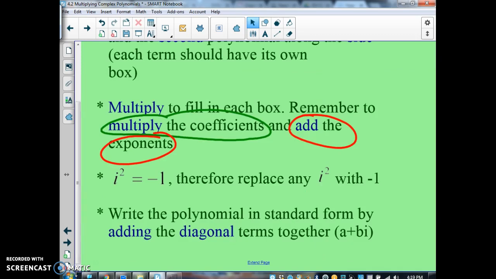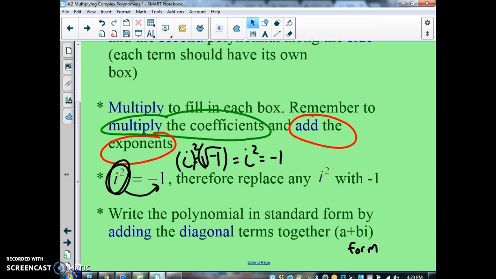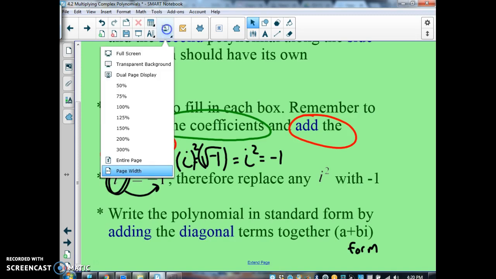A couple other things that are new here. We have to remember that i squared has a value, and that's equal to -1. We remember i is equal to the square root of -1. If you square that quantity, you're going to have i squared is equal to -1. So anytime we see an i squared, we're going to replace it with -1. We're going to write the polynomial in standard form by adding the diagonal terms together. a plus bi is going to be the form that we're going to answer it in. Okay? All right, let's move on to our next slide.